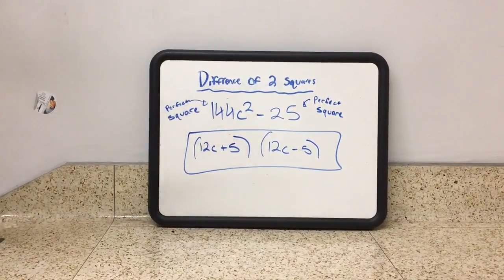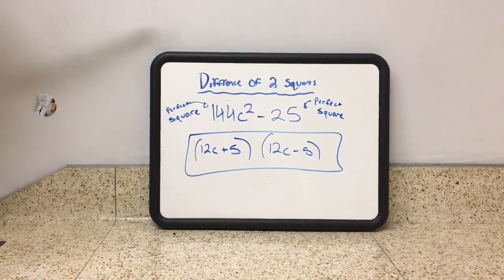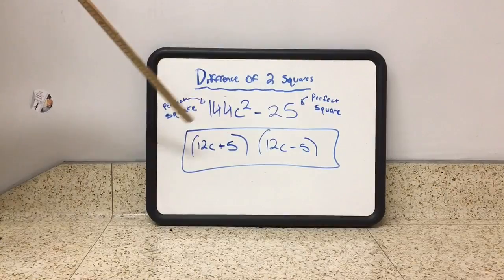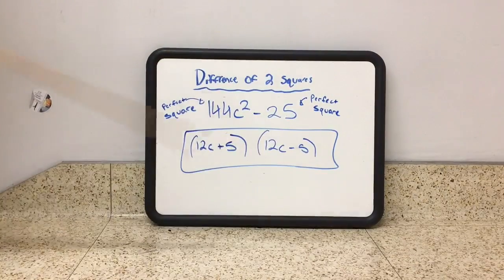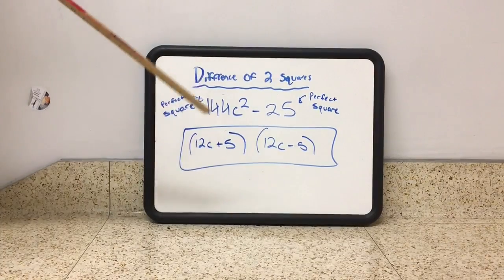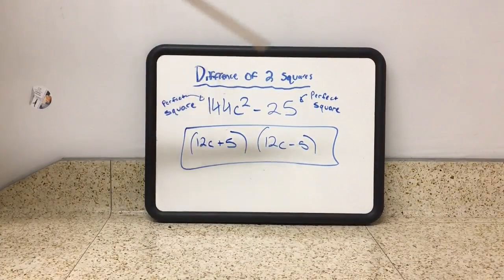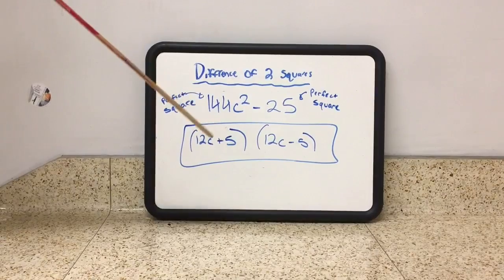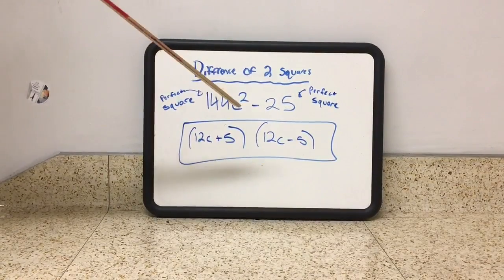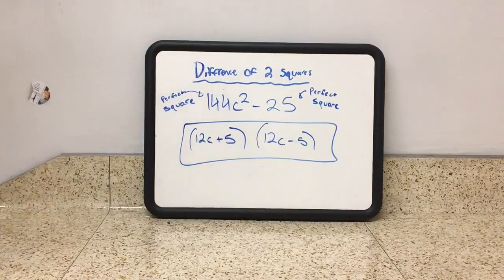Okay, the difference of two squares problem is 144c squared minus 25. Since both these numbers are perfect squares, you just find what the square root of each is. So the square root of 144 is 12, and the square root of 25 is 5. So the answer is (12c plus 5) and then (12c minus 5).